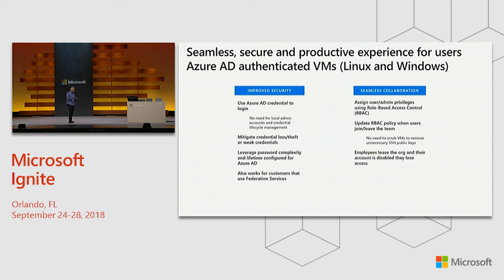And not only does it provide improved security, but we have also focused on seamless collaboration. So we're using role-based access control, again, as the layer to give you the permission as to who should sign into these VMs and in what roles. Should they be administrators, or should they be just regular users? And the good part about this is, with RBAC, it's easy for you to manage when users leave or join the team, right? Rather than having to go scrub all your VMs and manage all those public SSH keys when we talk about Linux, right? You don't have to worry about that in the Windows environment.